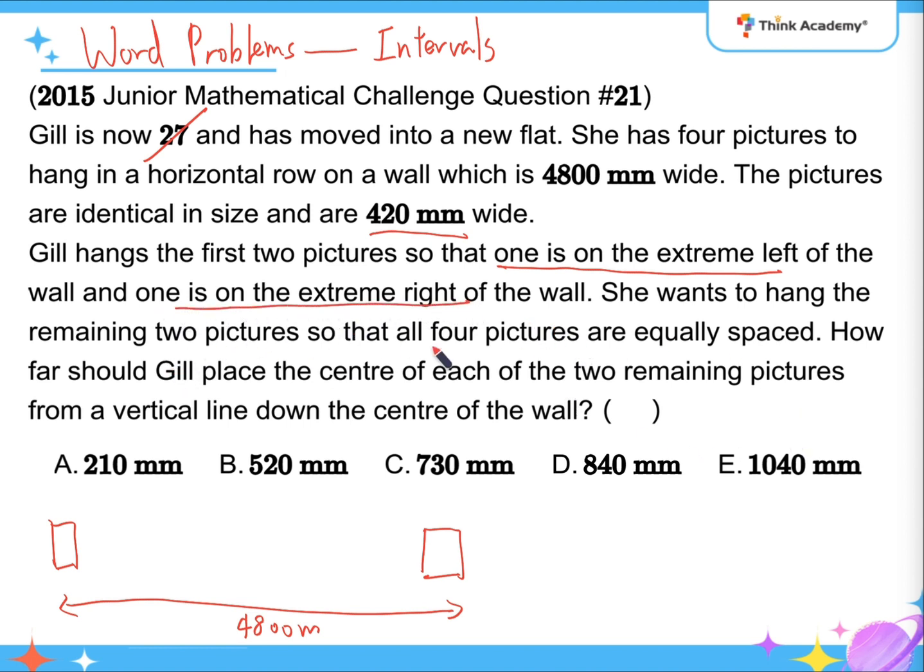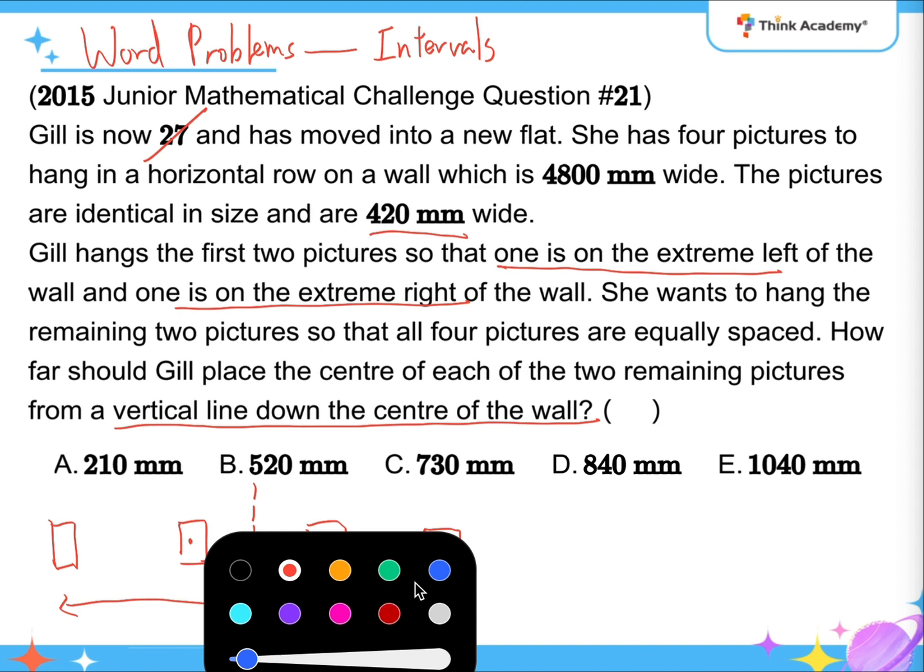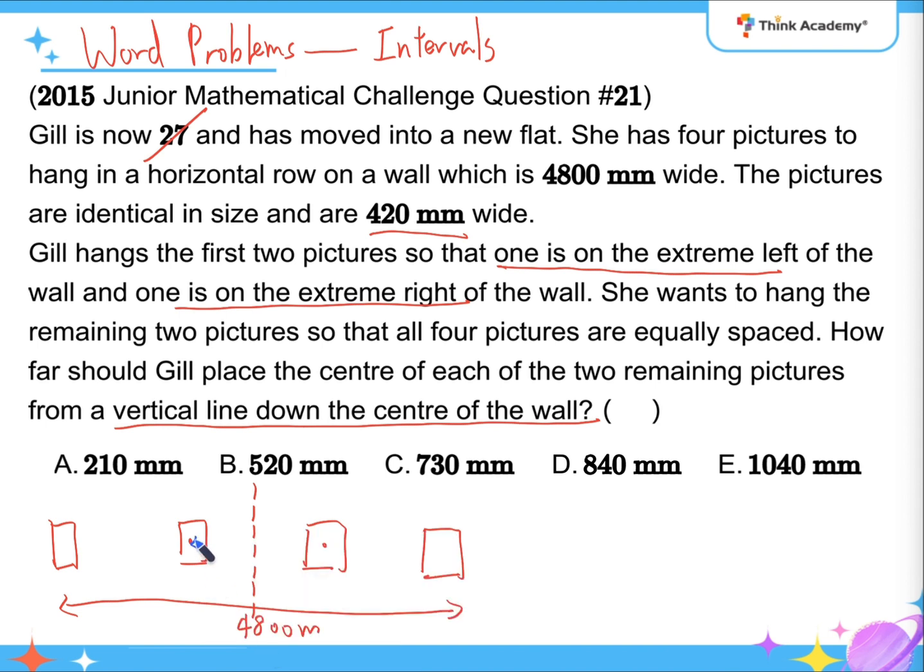And then the remaining 2 are placed such that all 4 of them are equally spaced. So let's say here and here. All right. So let's pretend that they are equally spaced. So the question is asking you, how far should Jill place the center of each of the 2 remaining pictures from a vertical line down the center of the wall? So we are actually looking for the distance between the center of the painting and the center of the wall, right?